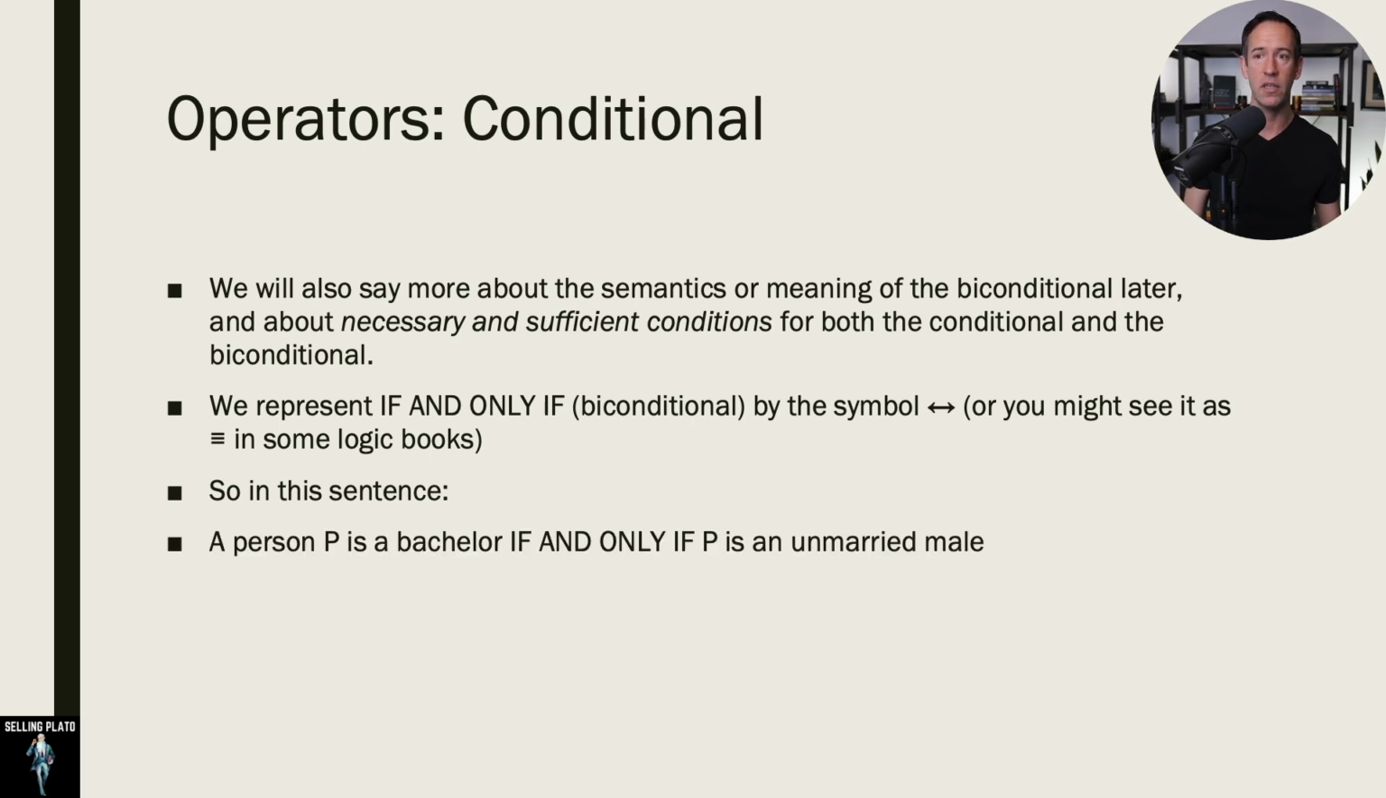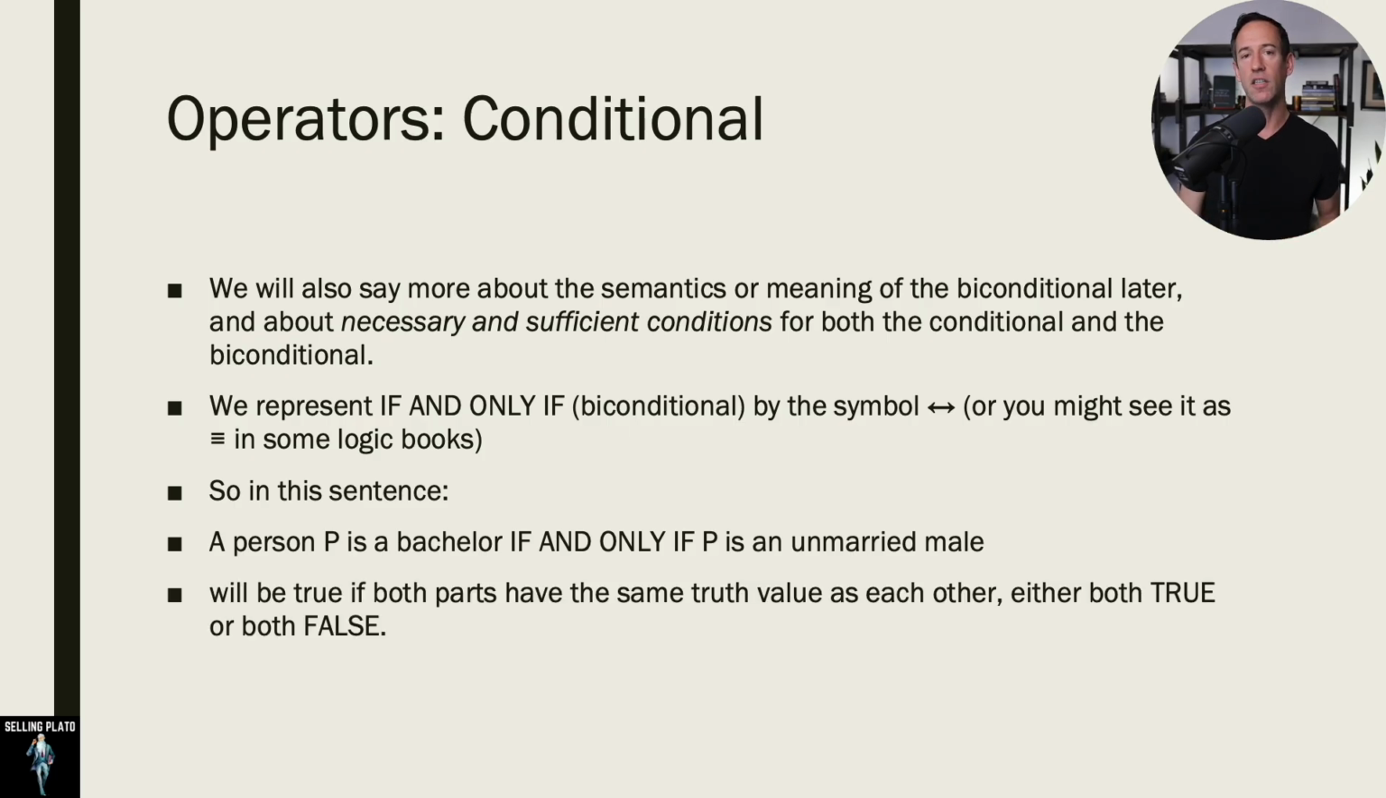So in the following sentence, again, a person P is a bachelor if and only if P is an unmarried male. It's going to be true if both parts have the same truth value as each other, either both true or both false. By now, that should sound familiar.